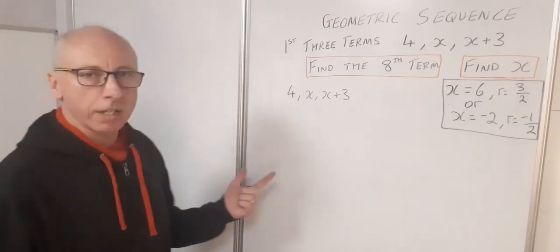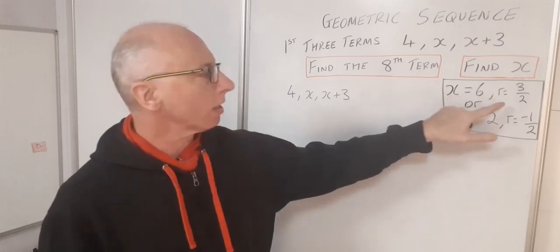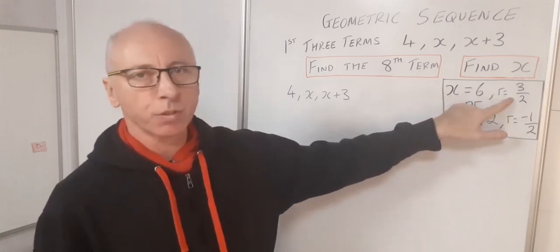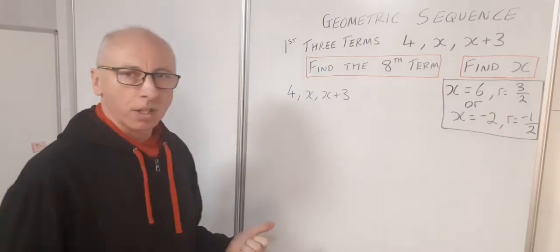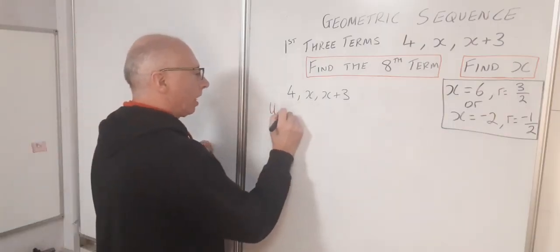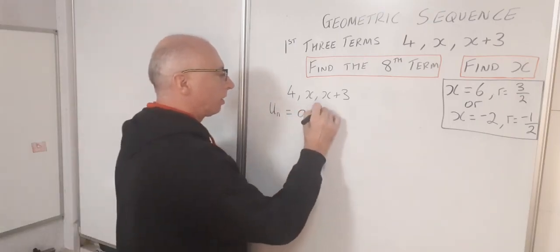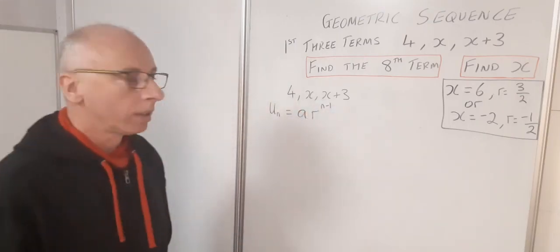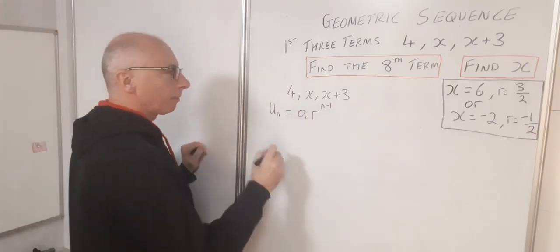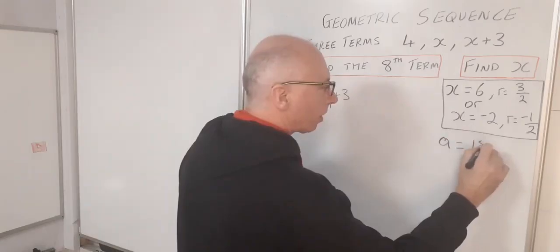Okay, right. Let's try and solve now for our 8th term using x equals 6 and r equals 3 over 2. So let's go with that one. Now, geometric sequence has the formula a times r to the n minus 1. So a is the first term. Let's write these over here. A equals first term.